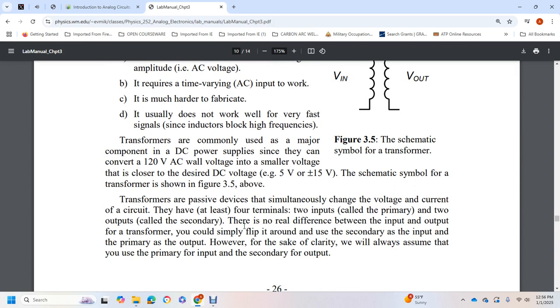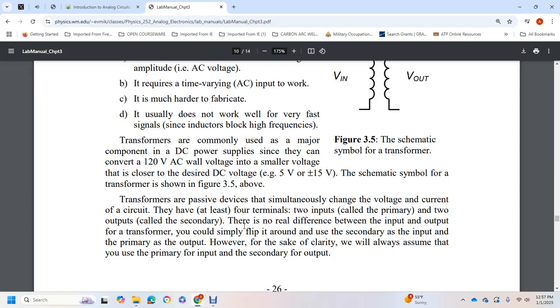Transformers are commonly used as a major component of the DC power supply, since they convert the 120 volt AC from the wall to a smaller voltage closer to the desired DC voltage of 5 volts or plus or minus 15 volts. Schematic symbols for the transformer are shown in figure 3.5. Transformers are passive devices that simultaneously change the voltage and the current, with a circuit that has at least 4 terminals: 2 inputs called primary and 2 outputs called secondary.